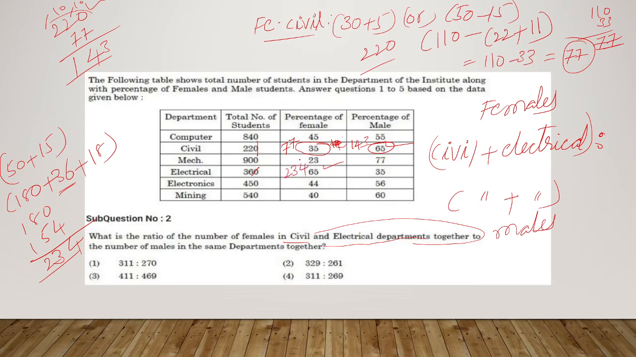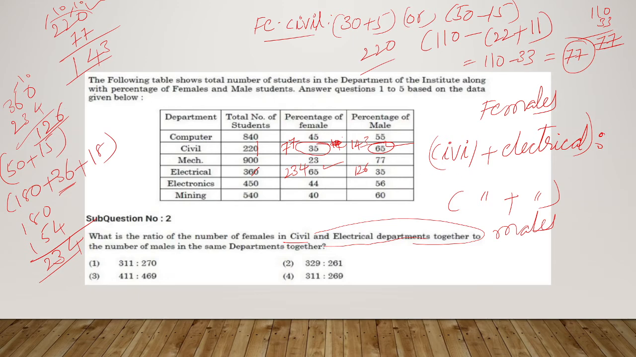234 is the female. That means male how much? Total minus female is male. 10 minus 4 is 6. Okay, 5 minus 3 is 2. Yes, here 10 minus 4 is 6. Again 5 minus 3 is 2. 126. The remaining 126 are the electrical males.